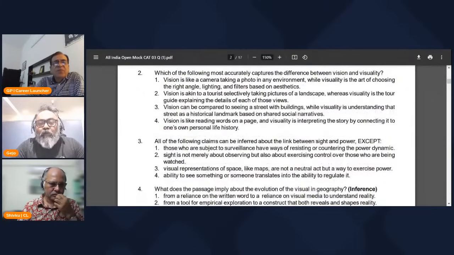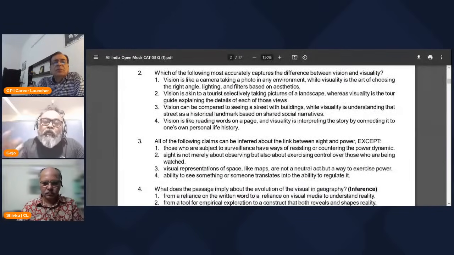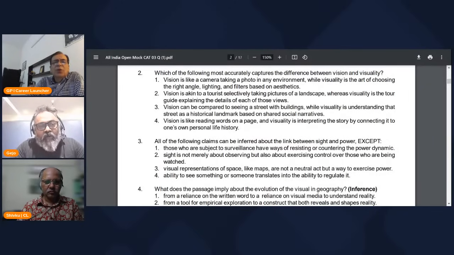Because in the second question, the passage clearly talked about what is vision and what is visuality. Vision is about seeing, visuality is about interpreting what you saw based on collective narratives. It's pretty easy to pick. The first three questions do not require anybody to have any deep understanding whatsoever. Actually, Jijo, question number two, to me, you can possibly answer it without reading the passage.